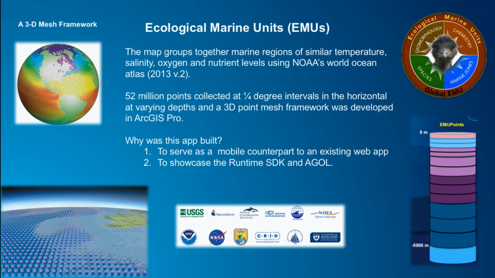These 52 million data points were used to construct a 3D point mesh in ArcGIS Pro. Once this mesh was created, the research team applied statistical clustering to group together areas with similar properties into 37 physically and chemically distinct EMUs. So with that, I'm going to switch to a quick demo.